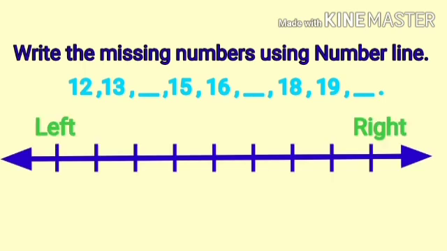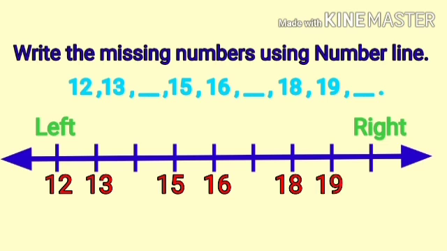Now we have to arrange the given numbers on the number line. Here in the given numbers we have only one blank between 13 and 15. So we should leave only one space between 13 and 15 on the number line.